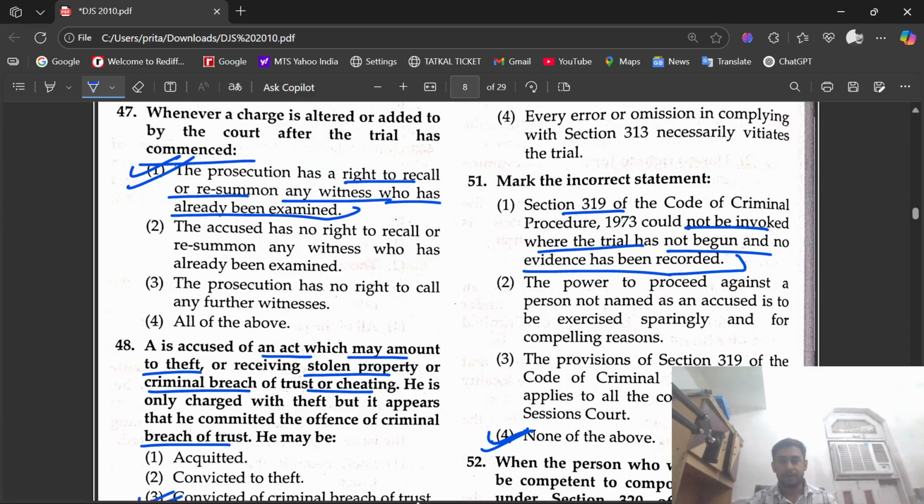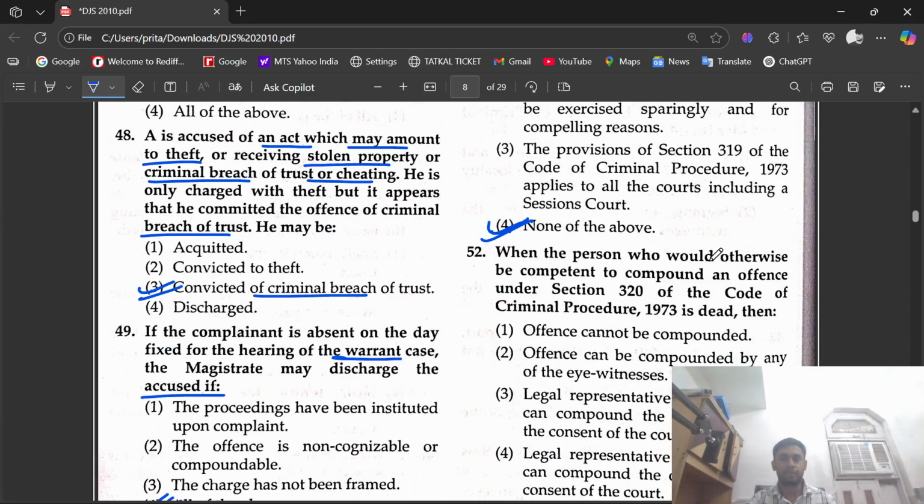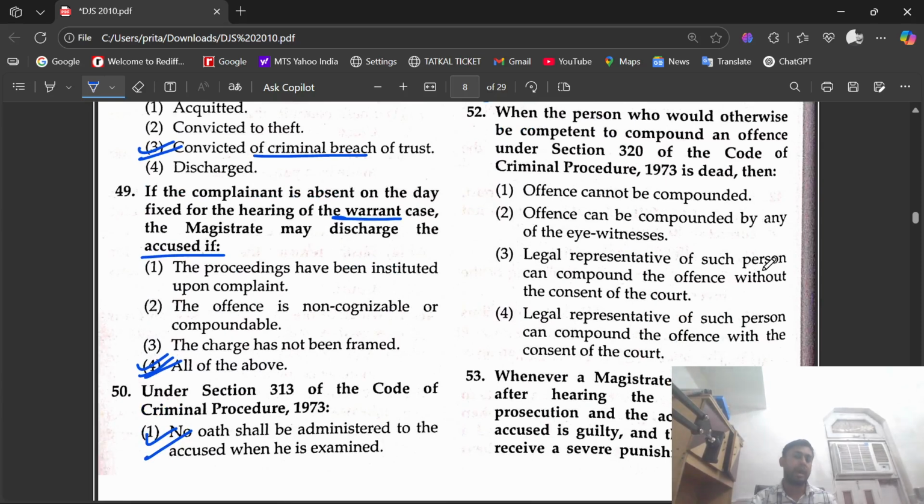Question number 52. When the person who would otherwise be competent to compound an offence under Section 320 of the Code of Criminal Procedure 1973 is dead, then the legal representative of such person can compound the offence with the consent of the court.